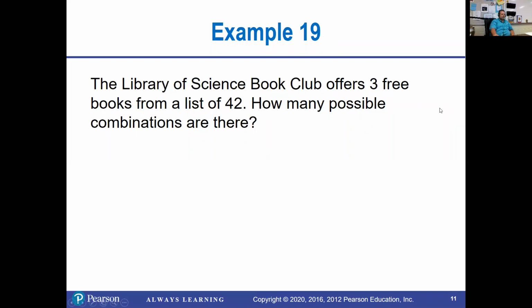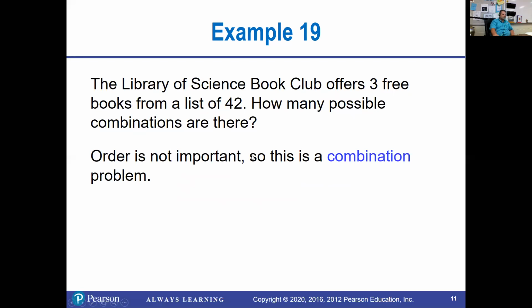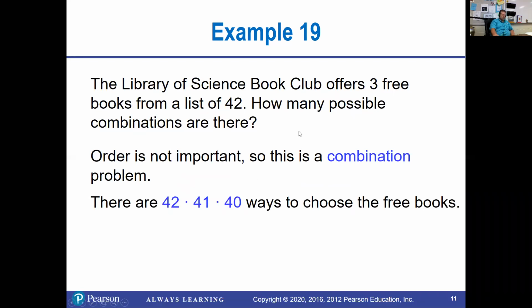All right. So the library of science books offers three free books from a list of 42. How many possible combinations? Now, what makes this a combination? Because it doesn't matter in which order you get the 3 books, it's still going to count. Whether I get book A, B, and C, or they give it to me as C, A, and B, I still got the same 3 books. And that's all that matters. Order is not important, so it is a combination.